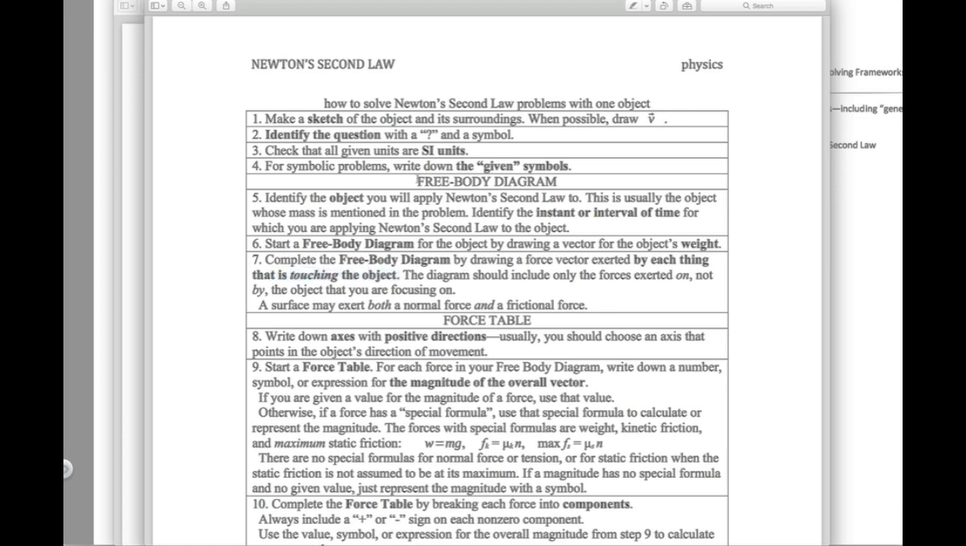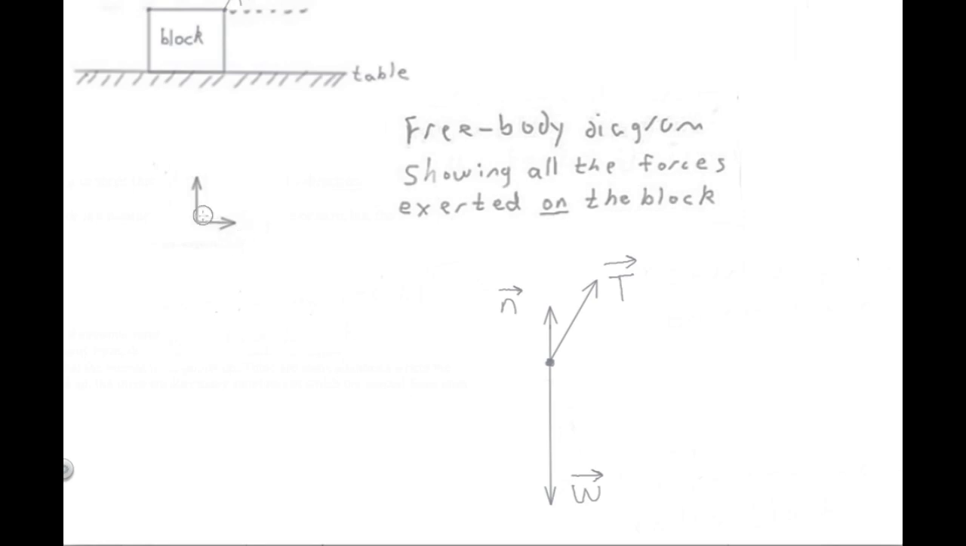We've completed this first main phase of the process, the free body diagram, and we can move on to the force table phase. Now is a good time to write down our axes for the problem. We usually want to choose an axis that points in the object's direction of motion. We decided this object was moving to the right, so I'll write down a positive x-axis pointing to the right. These are our axes, and of course they should be labeled.